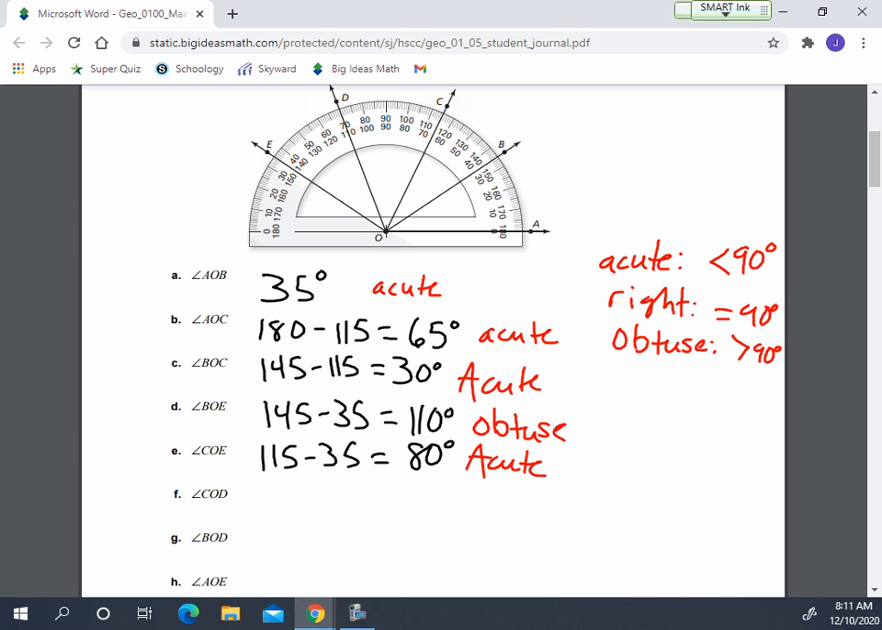COD. Again, start at C, go to O, go to D. 115 minus 70. That's equal to, well, let's say I'm not too good at in-my-head math and I don't have a calculator on, I can just count. I can go 10, 20, 30, 45. 45 degrees. And that would be acute as well.